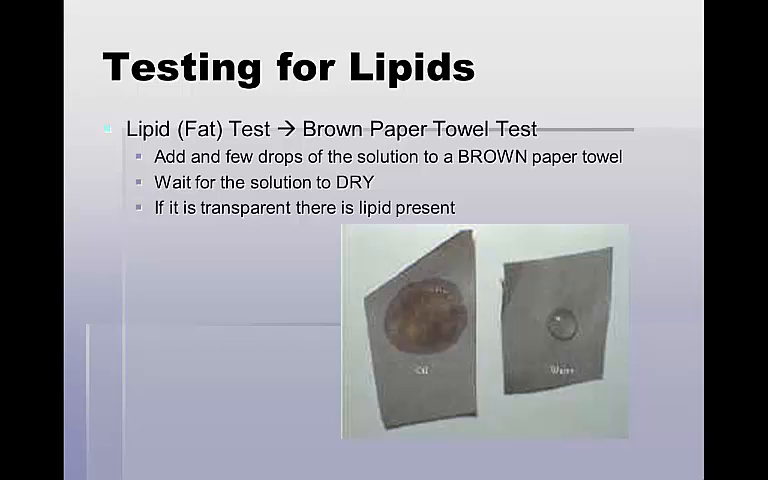Then you simply wait for the solution to dry, and when it dries, if the paper towel is translucent, there is lipid in the test. The hardest part of running this test is remembering to run it at the beginning of the class period so that it has time to dry, so that you know you're really reading the correct results.